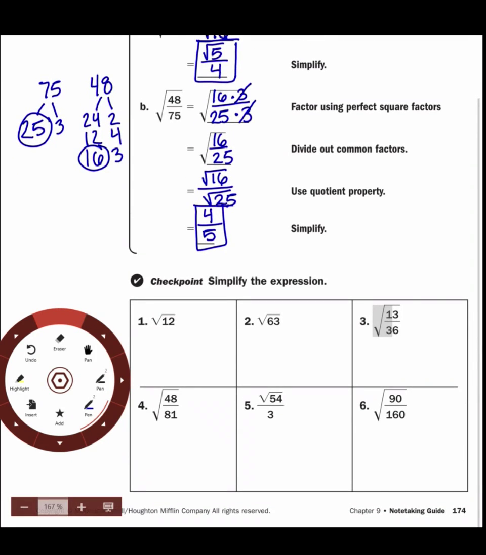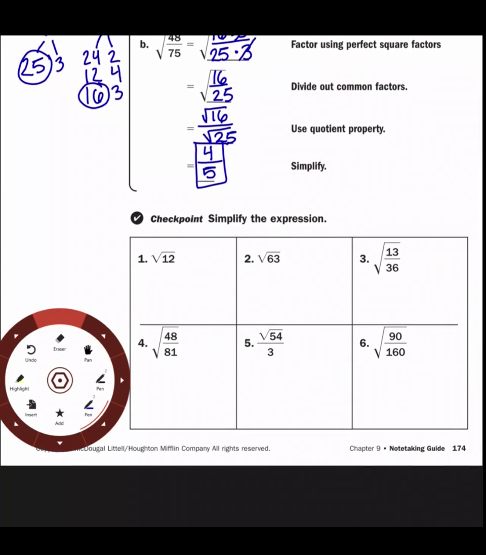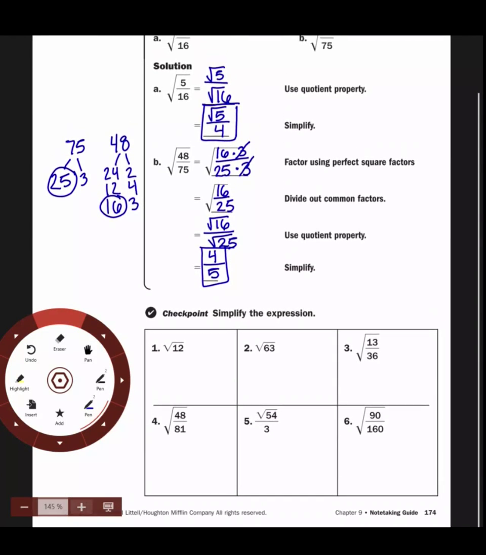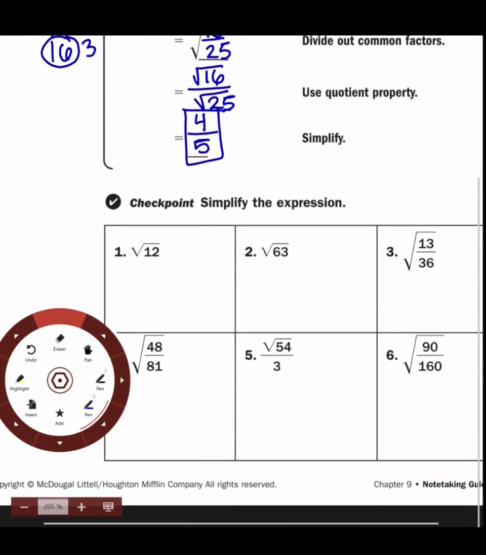So now we're almost done with these notes. These were not too bad. Okay. So now we have the checkpoint to simplify the expression. So here I have radical 12. Oops, sorry guys. Let me zoom in. There we go. I want to make sure this gets recorded.